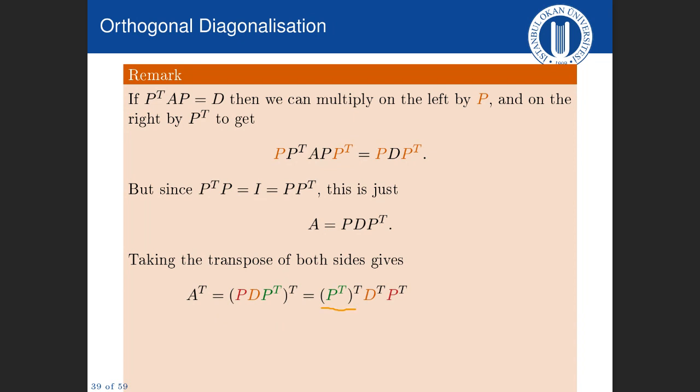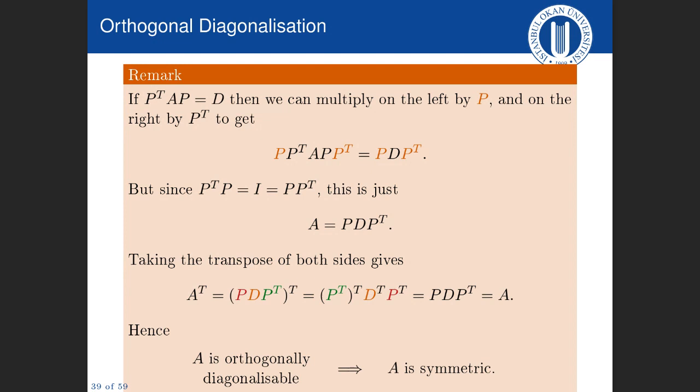Now, P transpose transpose, that's just P. D is a diagonal matrix, and if we take the transpose of a diagonal matrix, then we just get D. So that's just P D P transpose. A transpose is P D P transpose, but wait a minute, that's just A. So this shows that if A is orthogonally diagonalizable, then A must be a symmetric matrix.